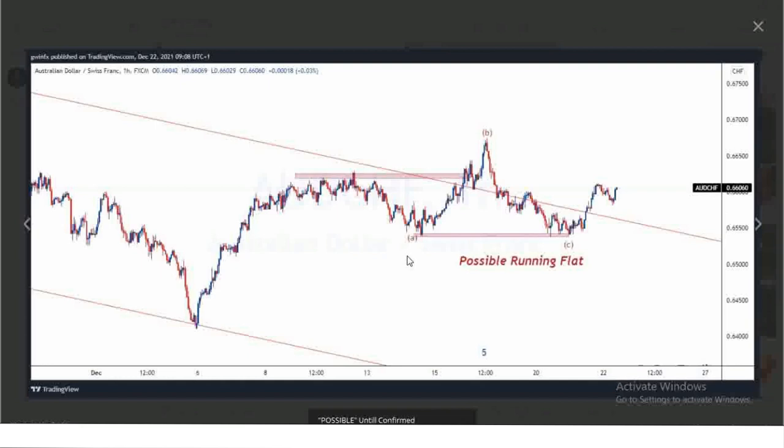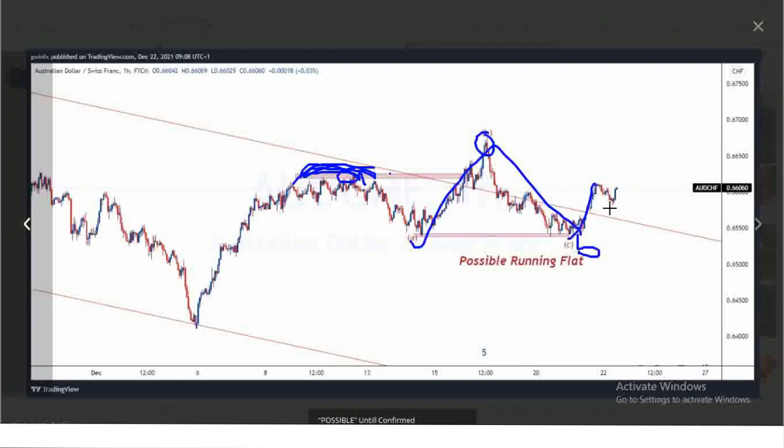We looked at it as a possible flat. Okay, so we're looking at a running flat. We have the extreme of wave B break a high of this structure here. So this could have been an A, B, C for a B, and then possibly a C on the upside, right? So we didn't know that, all right, but what we wanted to do was plan for the upside possibility. We looked at scenarios, okay?